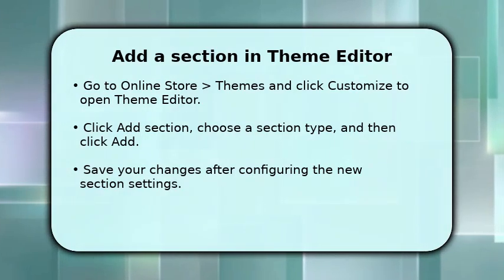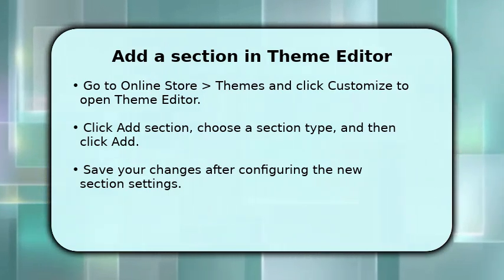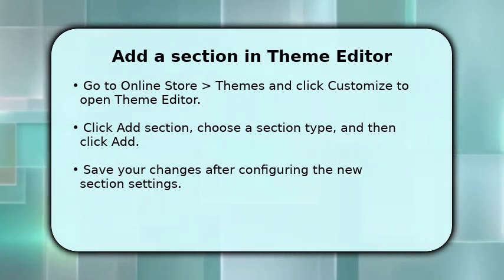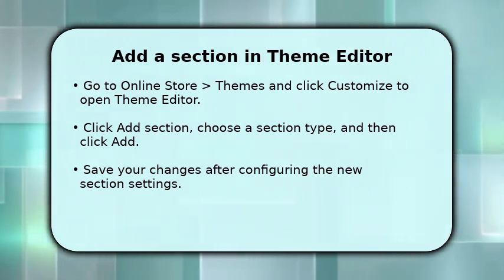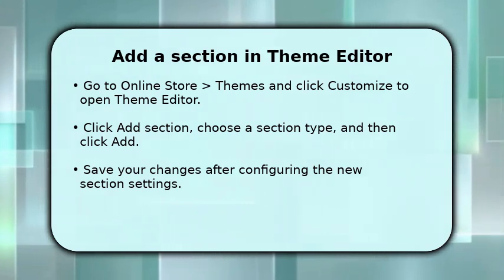Go to Online Store, then Themes, and click Customize to open the theme editor. Inside the editor, navigate the left sidebar where sections for each template are listed. Click Add Section to see available section types like Hero, Gallery, or Text with Image.